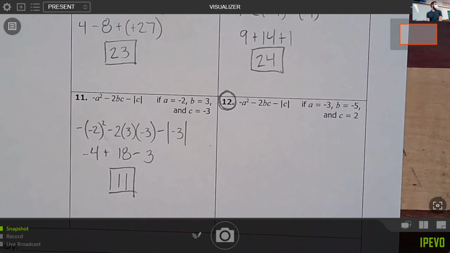Anybody have an answer? Still see some people writing, so go ahead and keep working on it if you need to. If you have an answer, let me know. What's that? 9? Let's find out. So I hear 9. Anybody else have something different? Does anybody agree with 9? I think I heard a yes. Okay. Anybody else agree or disagree with 9 as an answer? All right, let's have a look.